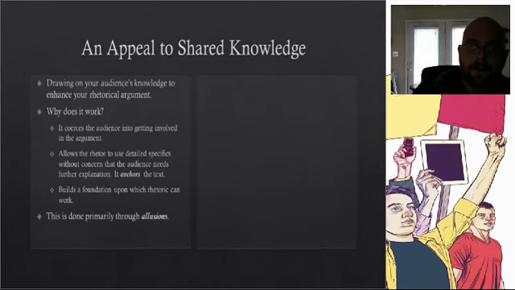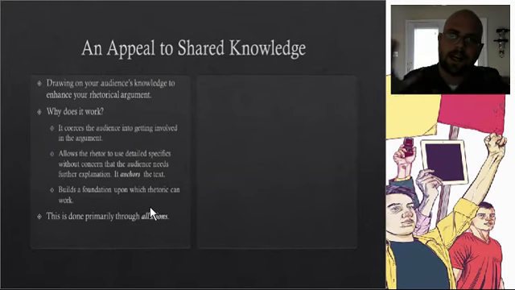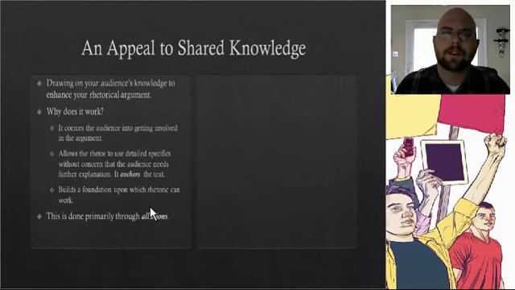We also want to talk about the context. Where is this rhetorical argument appearing? And it's appearing within this context of shared knowledge, or what you and your audience both know and you can draw on. And so when we talk about an appeal to shared knowledge, this is something that you kind of do without even thinking. All right.